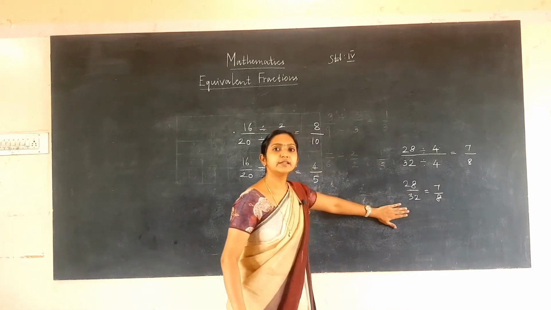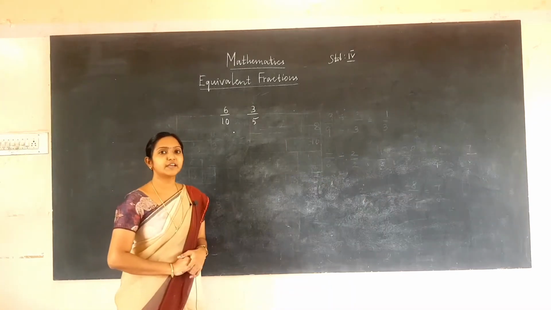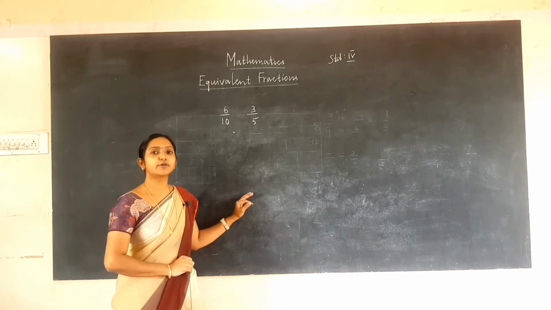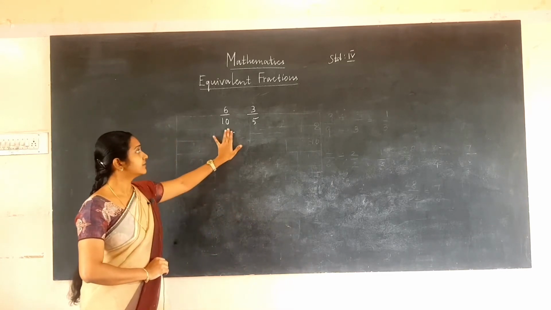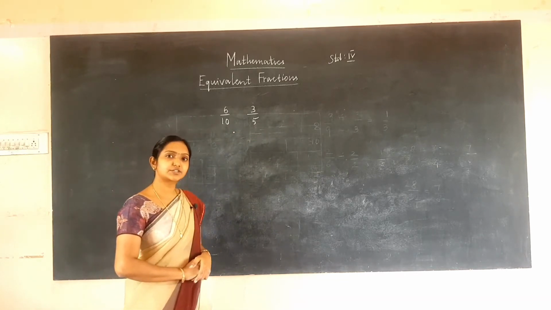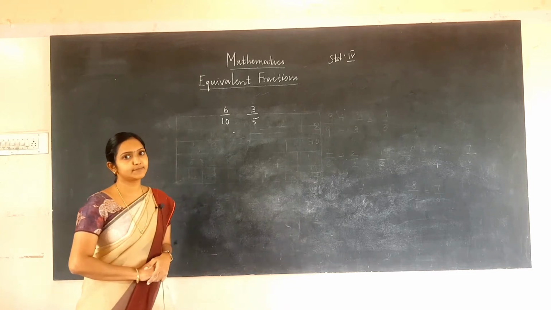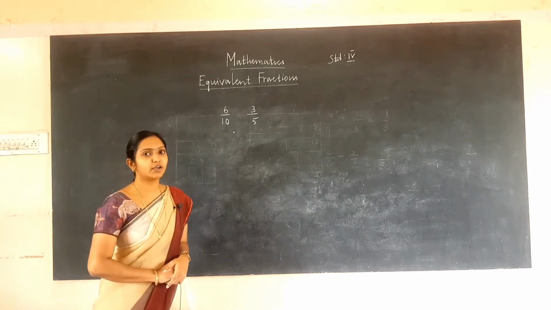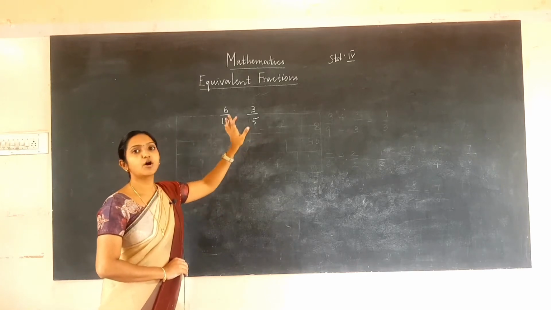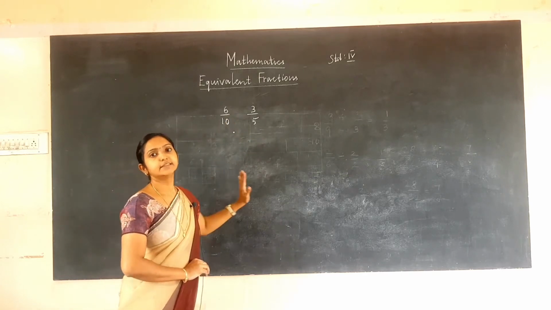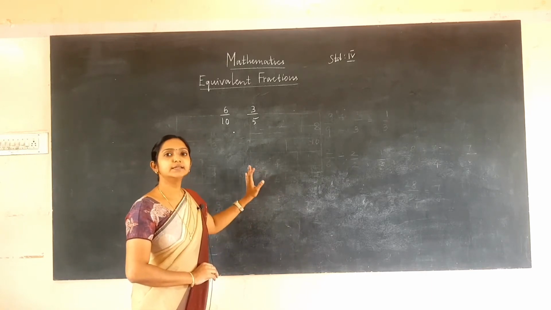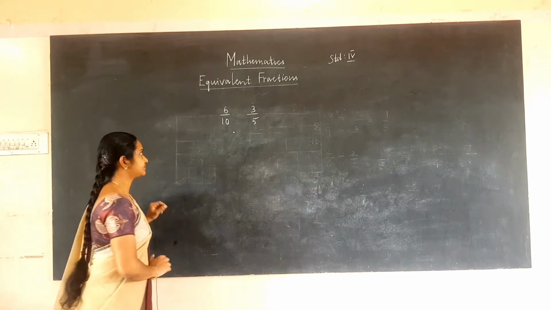They are equivalent fractions. So far we have learnt about finding the equivalent fraction of a fraction. Now we are going to learn that if fractions are given and we are asked to find whether they are equivalent fractions or not, we have to cross multiply. If the cross products of both are equal, then it is an equivalent fraction. If the cross products are not equal, then it is not an equivalent fraction.